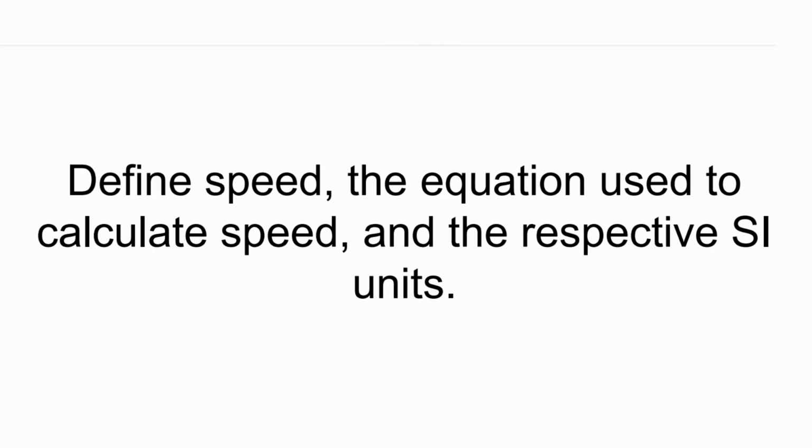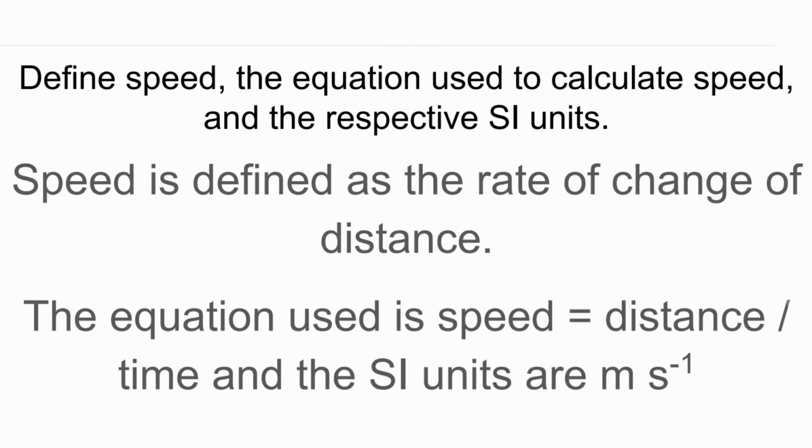Define speed, the equation used to calculate speed and the respective SI base units of speed. Speed is defined as the rate of change of distance. The equation used is speed is equal to distance over time, and the SI unit is meter per second, where the meter is the SI unit of distance and second is the SI unit of time.